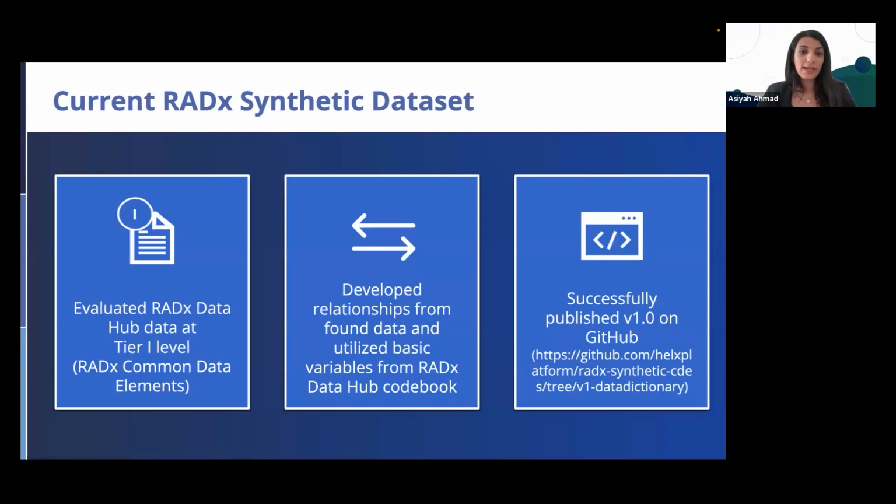So currently, the RADx synthetic data set evaluates the RADx Data Hub data at a tier 1 level, and this looks at the RADx common data elements. And then we also have current relationships found in this data and basic variables from the RADx Data Hub codebook available today with the help of Griffin Roop, an intern at RENC. It is successfully published under version 1 on GitHub. The link is displayed there if you'd like to play around with it. Next slide, please.